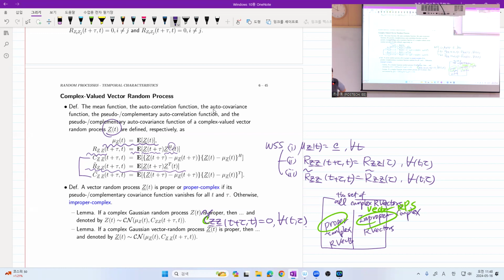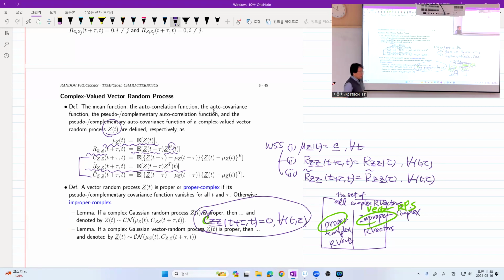Got it? In many cases, we have zero mean random processes. In that case, we may say that the complementary autocorrelation function vanishes. However, the precise definition of propriety involves the covariance function. So in this case, the complementary autocovariance function vanishing means proper.